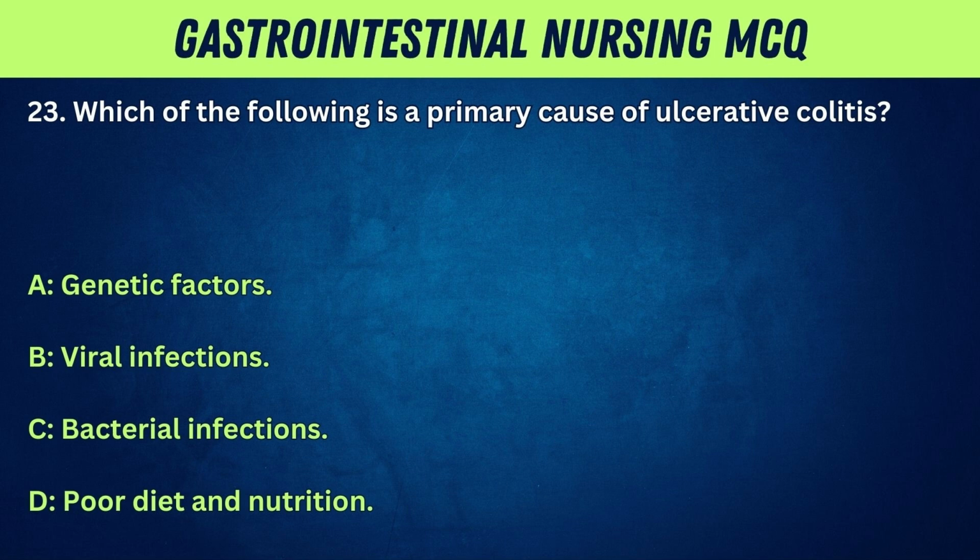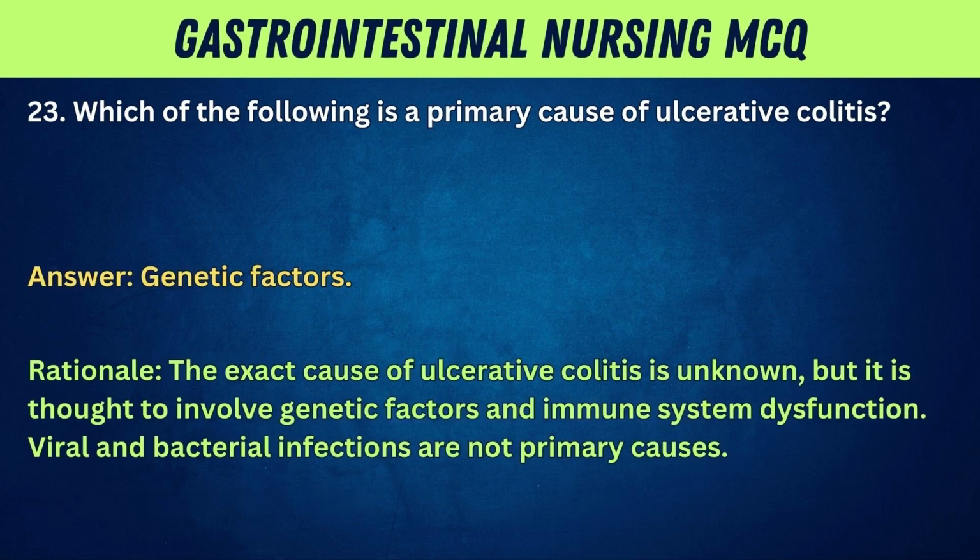23. Which of the following is a primary cause of ulcerative colitis? A. Genetic factors. B. Viral infections. C. Bacterial infections. D. Poor diet and nutrition. Answer: genetic factors. Rationale: the exact cause of ulcerative colitis is unknown, but it is thought to involve genetic factors and immune system dysfunction. Viral and bacterial infections are not primary causes.